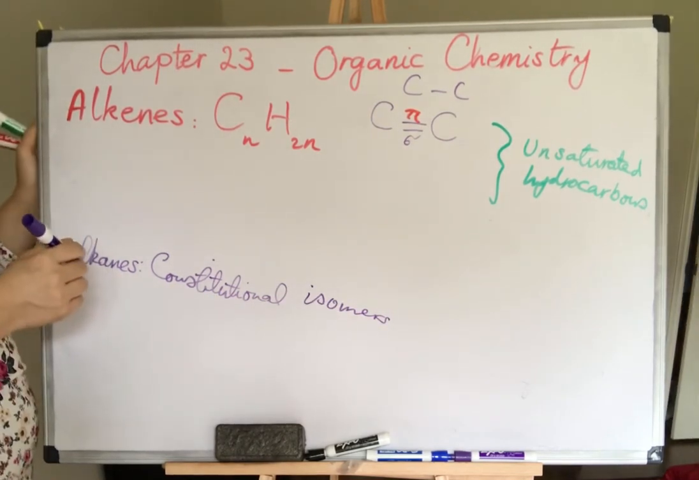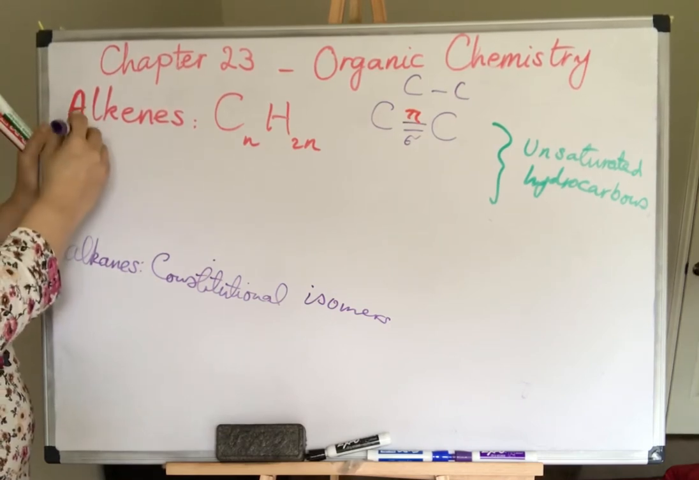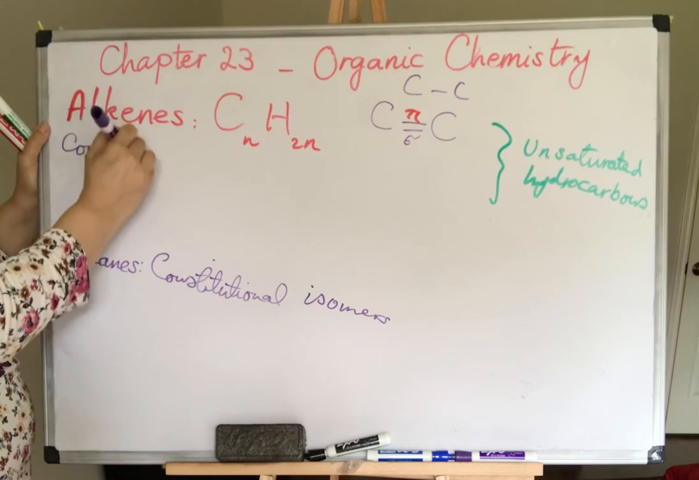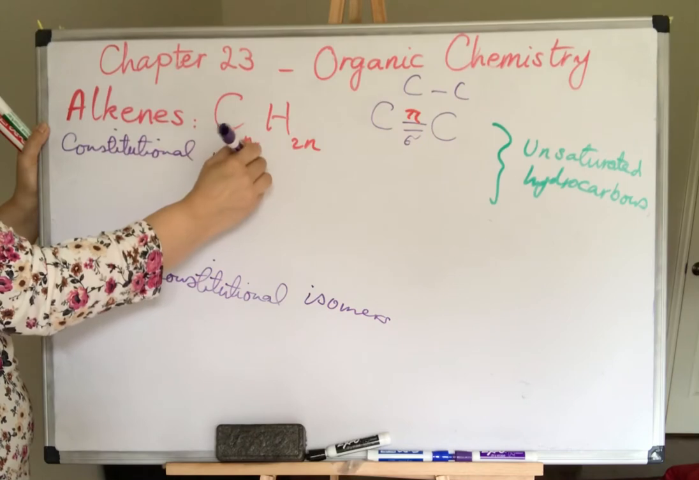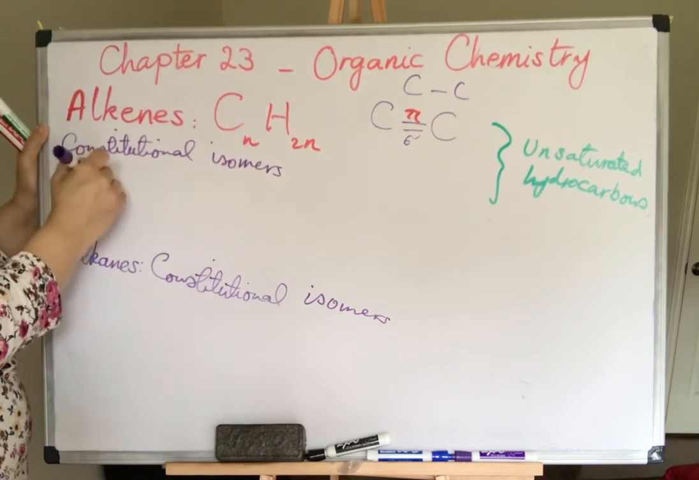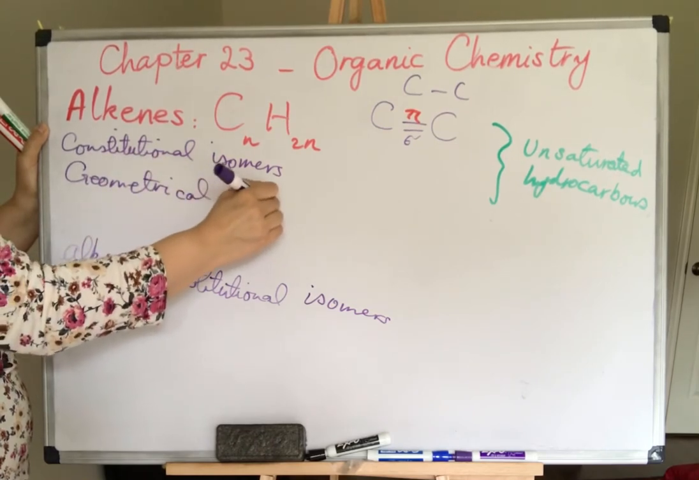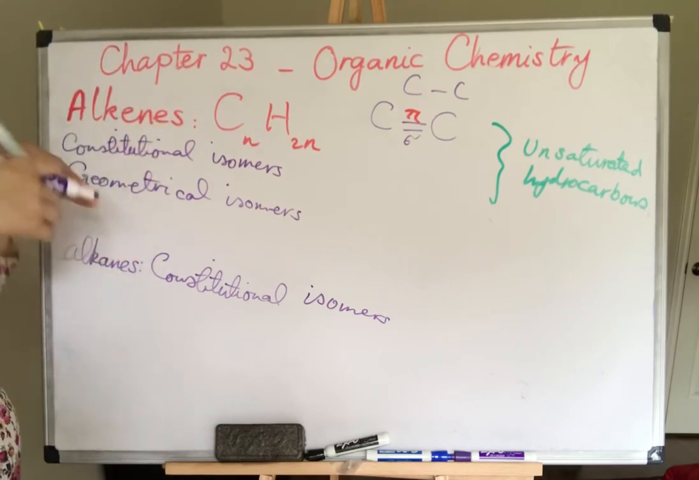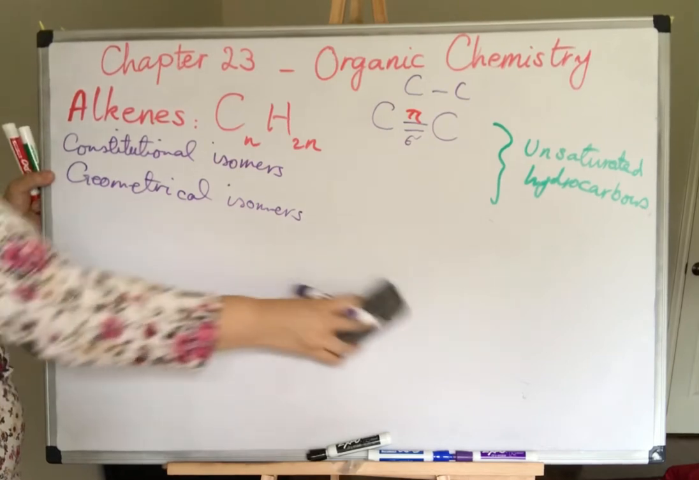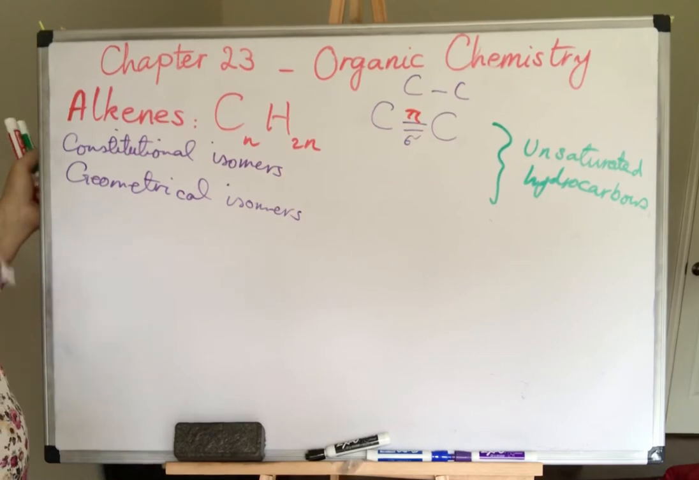For alkenes, besides the constitutional isomers, you also have geometrical isomers. So not only the arrangement sometimes changes, but sometimes the geometry, the orientation of atoms, is different. Like what? Like cis and trans. I told you the terminology, get used to it. It's a little bit different from inorganic chemistry.